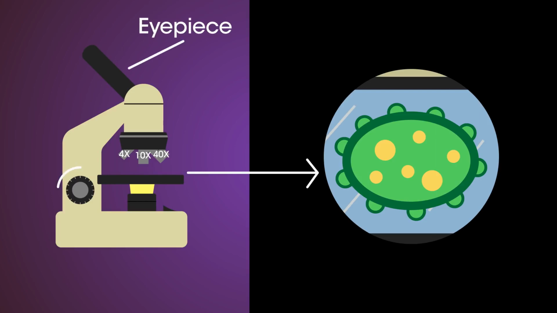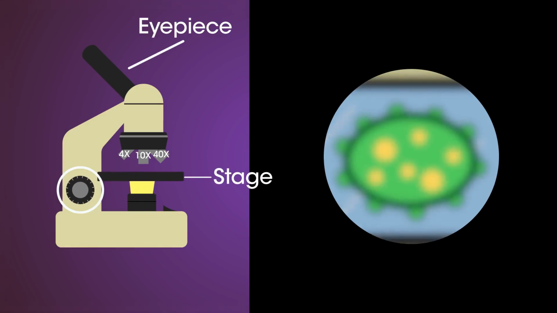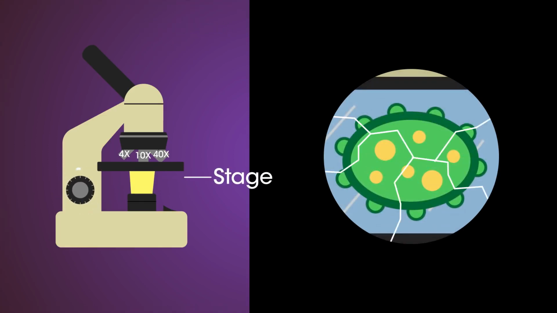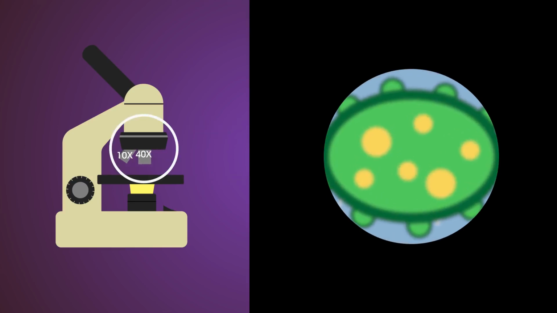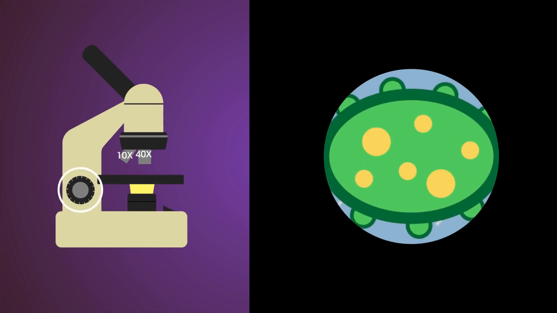You will probably need to use the focusing knobs to move the stage up and down until the image is clear and not blurry. You must be careful when moving the stage up not to knock into the objective lens, as this might break it. Now you can choose a higher magnification objective lens to see the specimen in more detail. You might have to readjust the focus. Now you can clearly see the specimen, you can draw it and write down the total magnification you used.